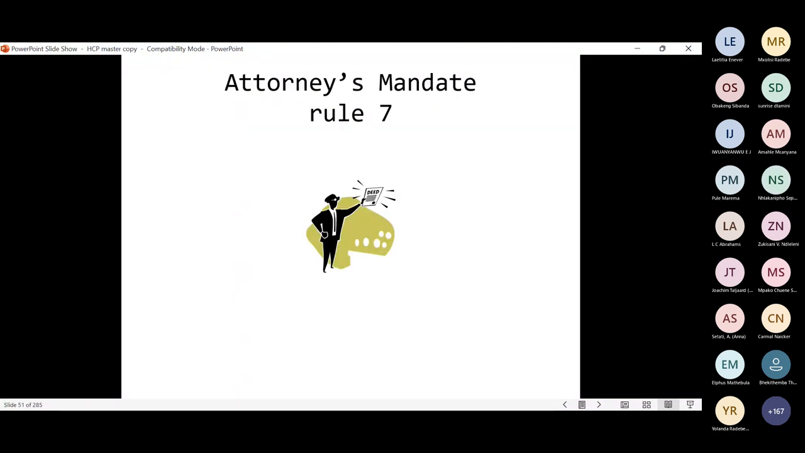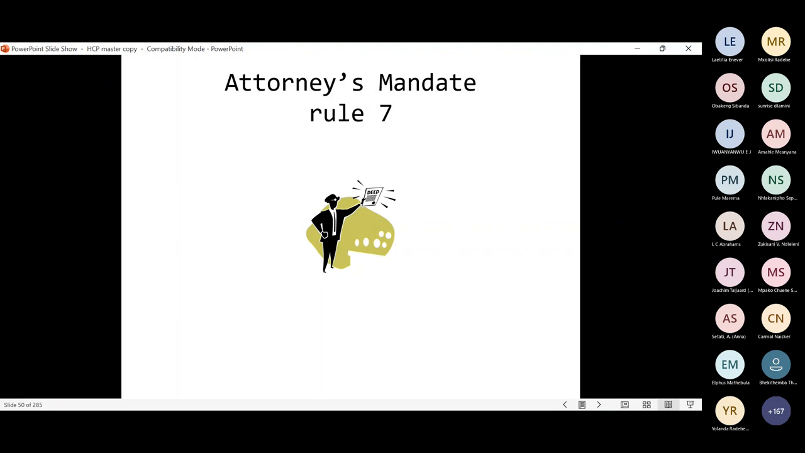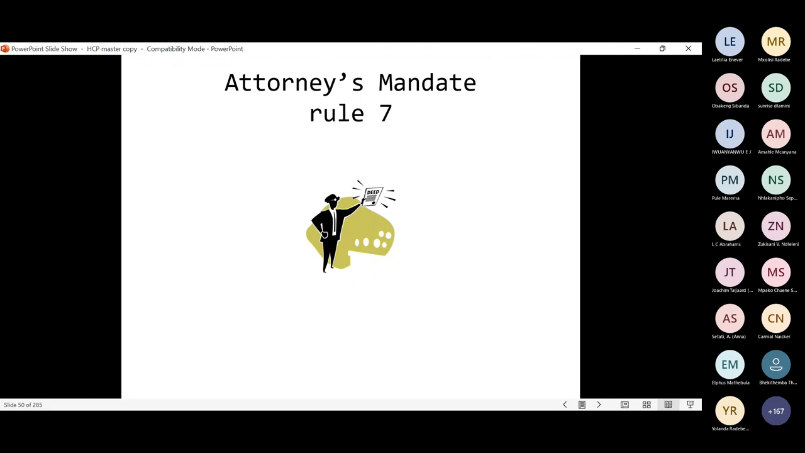Right. Okay, so then I'm coming to attorney's mandate. Now, the attorney's mandate, remember in your consultation, your client is going to give you a mandate to act on their behalf. Basically, it is a power of attorney, and it would be a special power of attorney telling you that you have the right to appear on his or her behalf. Okay, that is basically what it is.